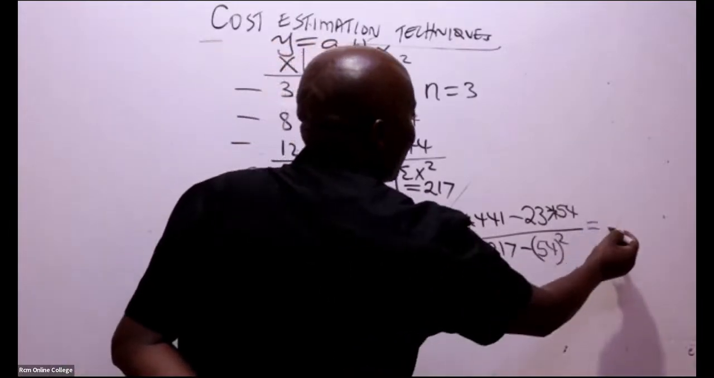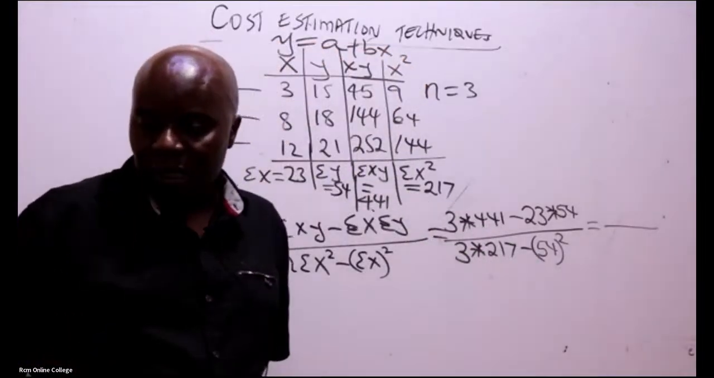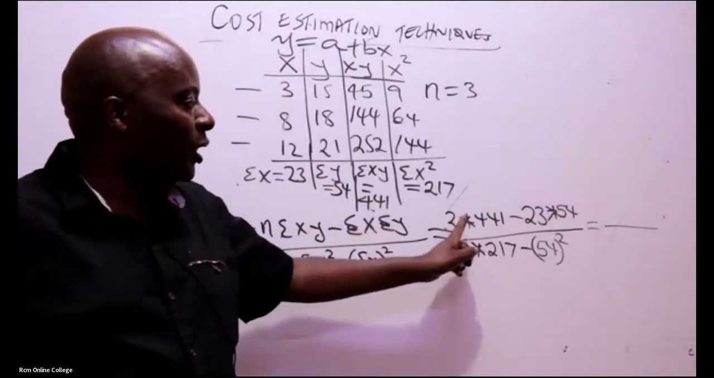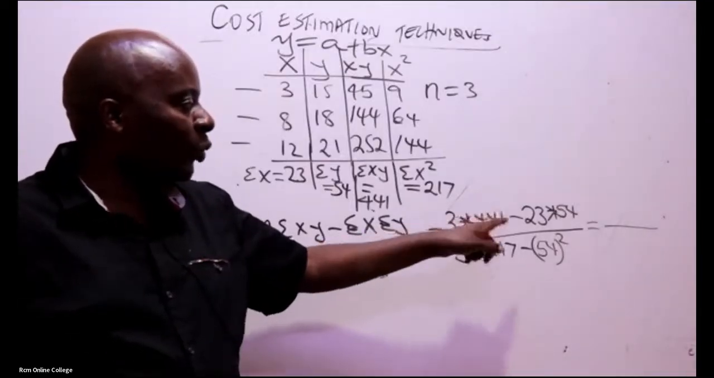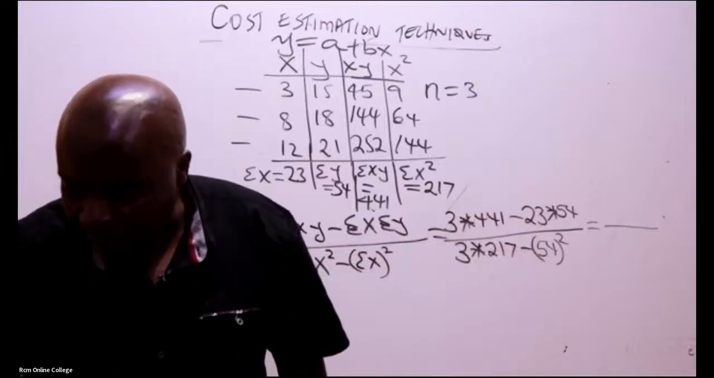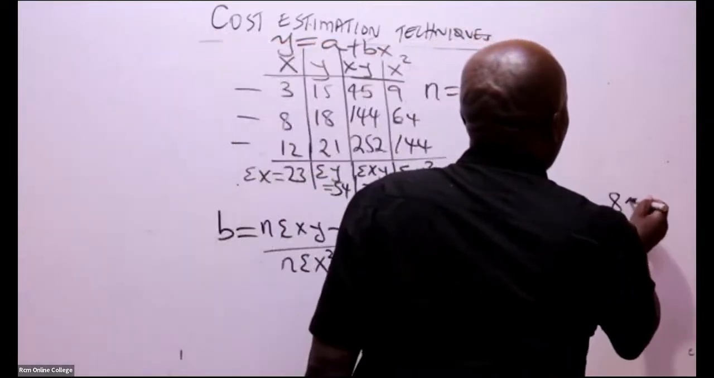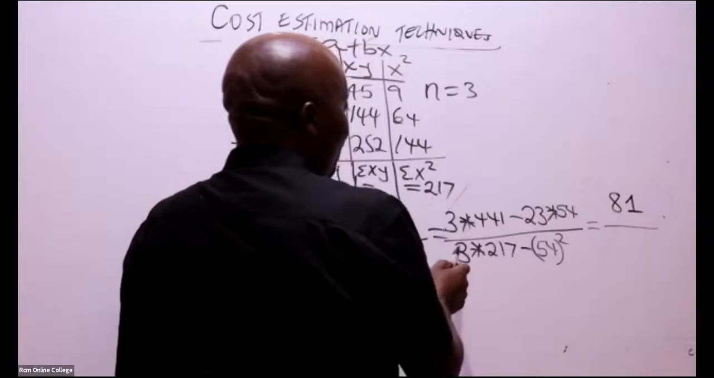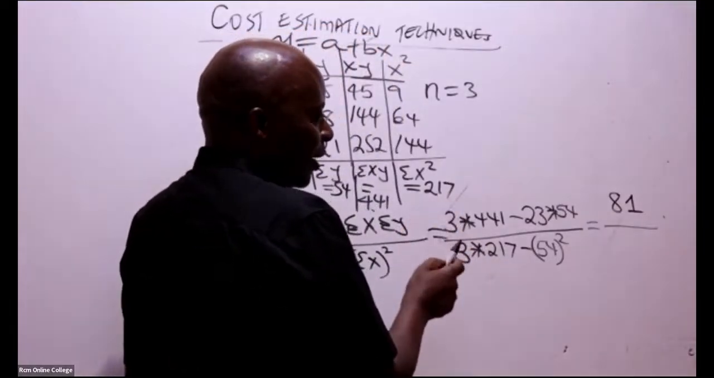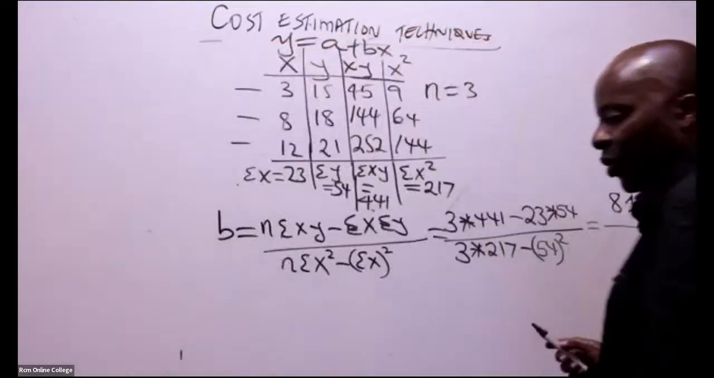Then you get ahead and give me the numerator first. Numerator alone, you say 3 times 441 minus 23 times 54. What figure are we getting? According to Helen, we are getting 81. Thank you so much. And then we have here 3 times 217 minus 54 squared.